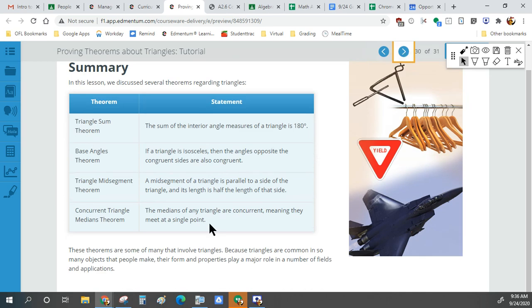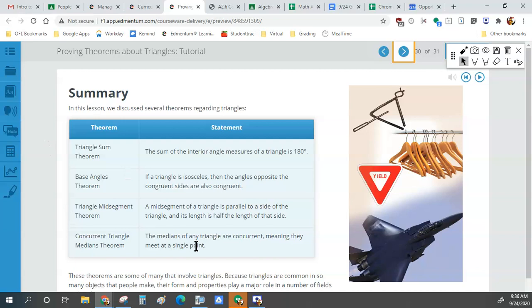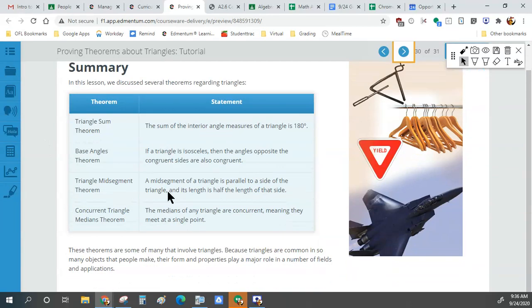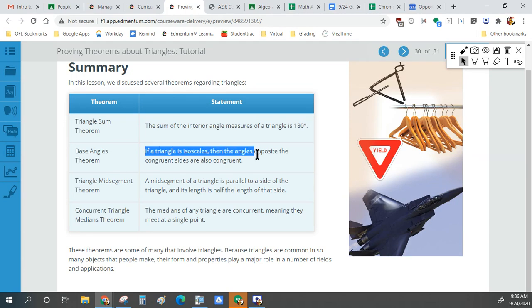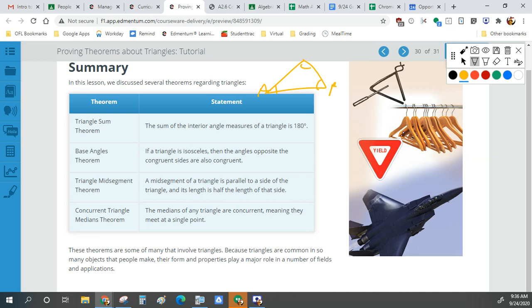So the summary, all you need to know from all of that stuff that we did yesterday and today can be summed up right here. Triangle sum theorem: all the angles add up to 180. Base angle theorem: this one is saying that if a triangle is isosceles, then it has equal base angles. So let me kind of do this. A, B, C, we're going to use this triangle.